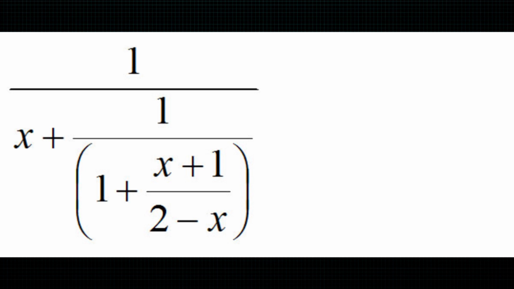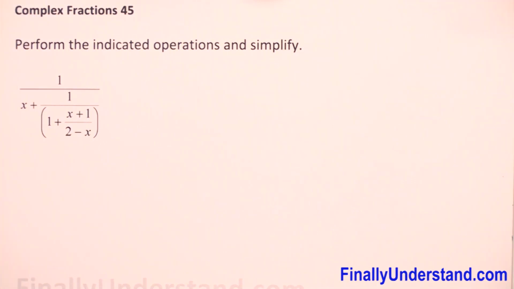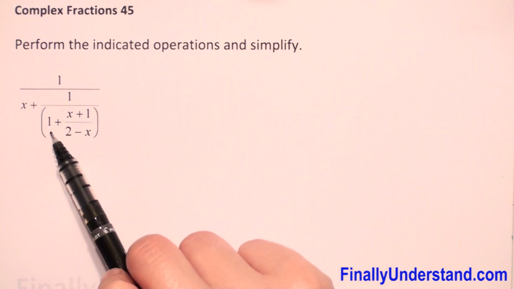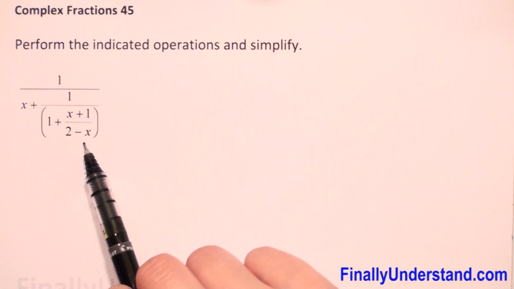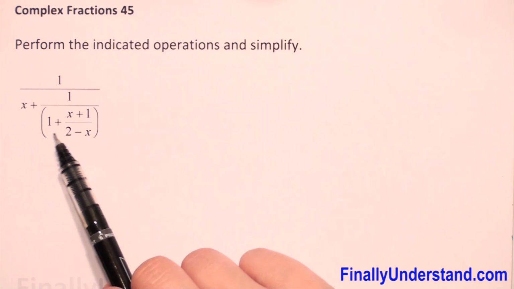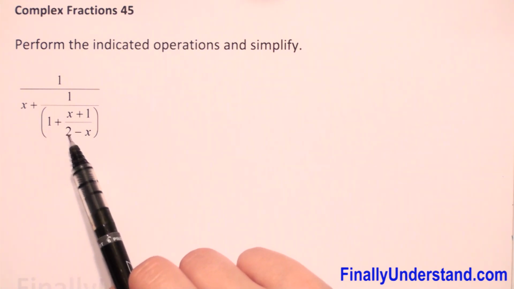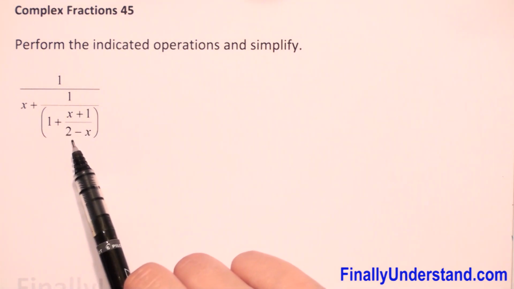We have a given complex fraction. First, we have to do operations in parentheses. So let's see what we have here. We have 1 plus x plus 1 over 2 minus x. To add a number and a fraction, we need to have the same denominator.